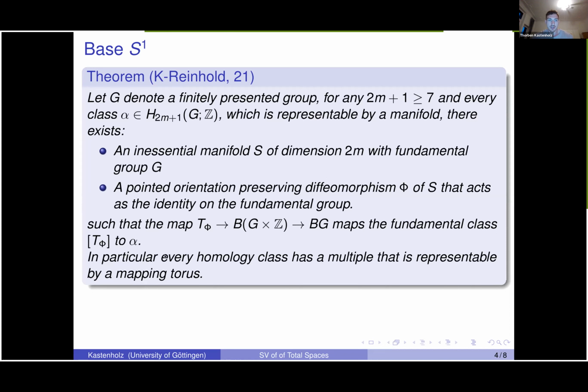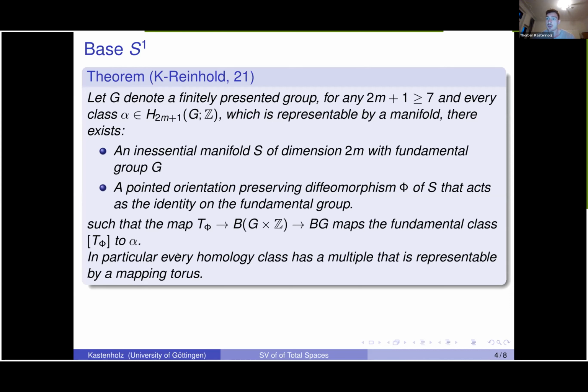So to sum this up, every homology class in odd degrees bigger or equal than 7 has a multiple that is representable by a mapping torus. Because by an old result by Thom, every homology class has a multiple that is representable by a manifold.